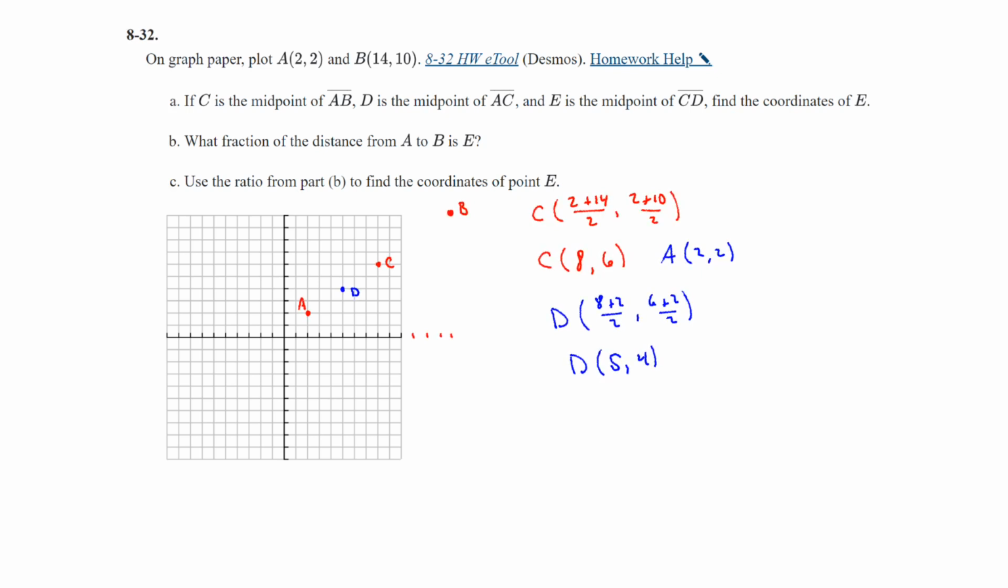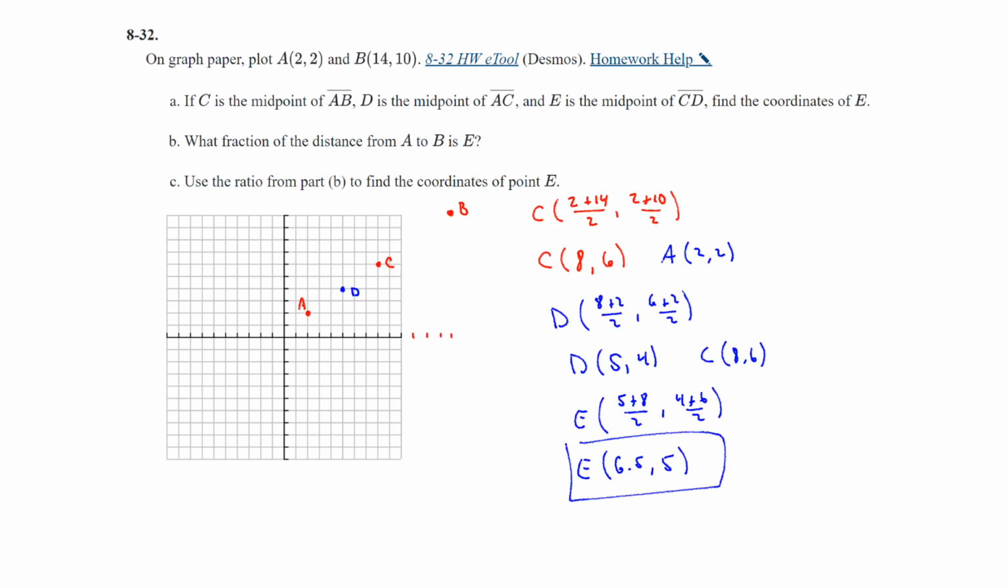And then E is the midpoint of CD, so in between C and D. So C was 8, 6. We're going to find the midpoint between those two, and that will be point E. So point E, we have 5 plus 8 divided by 2, 4 plus 6 divided by 2. So it looks like E will be located at 13 divided by 2, 6.5, and then 10 divided by 2 is 5. So point E will be located at 6.5, comma 5.